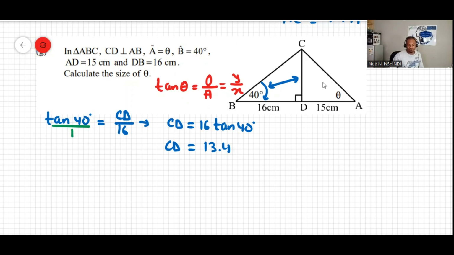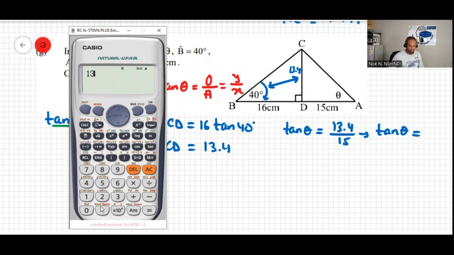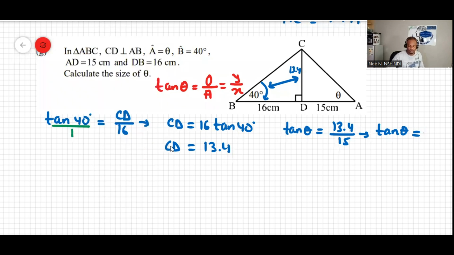Okay, using the same formula here. So we know that this is 13.4. We know that tan of theta will be equal to opposite over adjacent. So 13.4 over 15. Okay, and that means tan theta will be equal to 13.4 over 15, which is 67 over 75, and that makes 0.9 to the first decimal place.